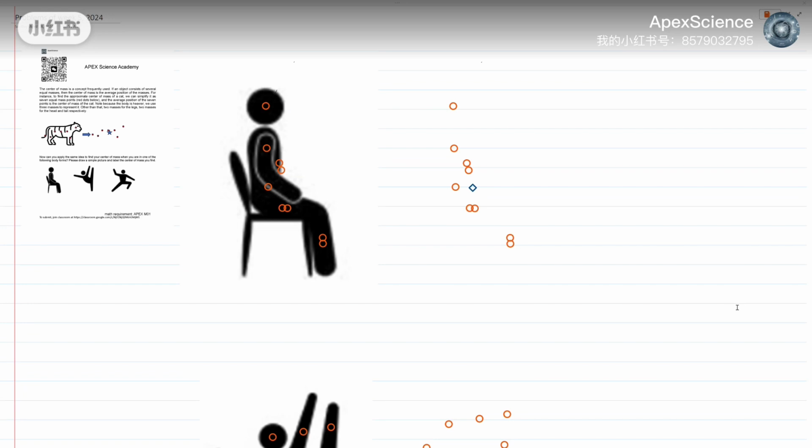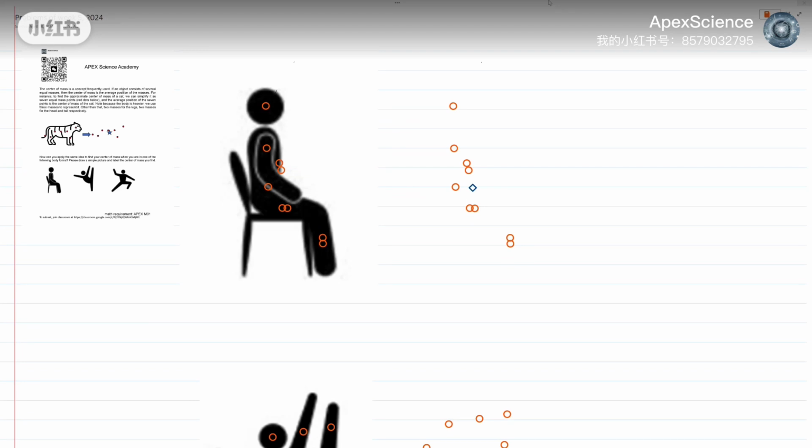So this problem is asking you to use qualitative reasoning to find the center of mass of complex objects such as the human body. In this problem, it's important, as noted in the problem, that we're not trying to find the exact center of mass. We're trying to find an approximation.